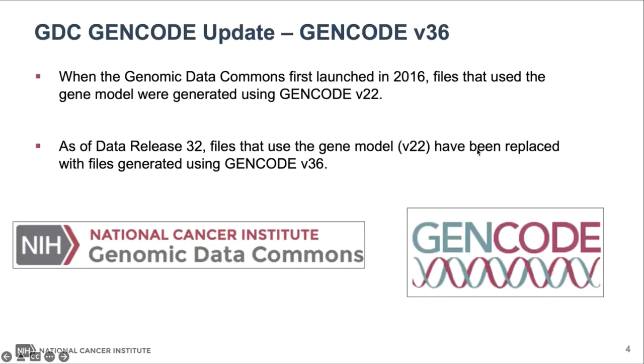So starting out, when the GDC first launched in 2016, files that use the gene model, and I say this because not all files do use the gene model, were generated using GENCODE v22. And recently, as of data release 32, this was just a couple weeks ago, files that use the gene model version 22 have been replaced with files that were generated using GENCODE version 36. So many files in the GDC have been replaced if you've seen it lately.